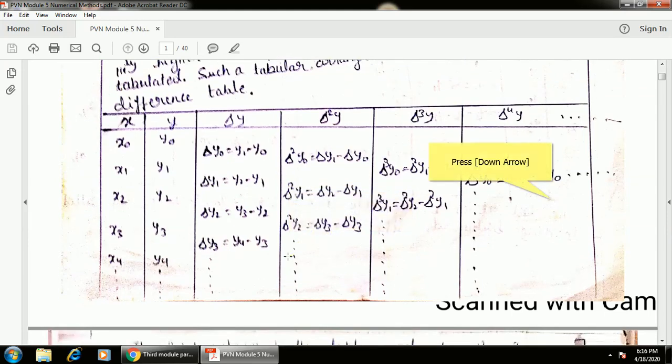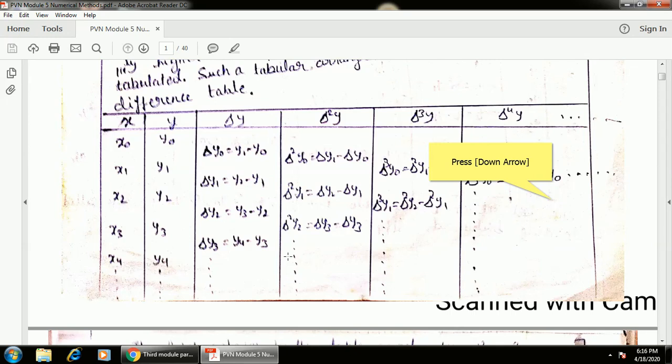The forward difference table will be like this. The values of x are x0, x1, x2, x3 up to xn. The corresponding values of the function are y0, y1, y2 up to yn. First order forward difference of the function is denoted as delta y, or else we can also write it as delta y0. First order forward difference of the function at y0, that is delta y0, is equal to y1 minus y0.